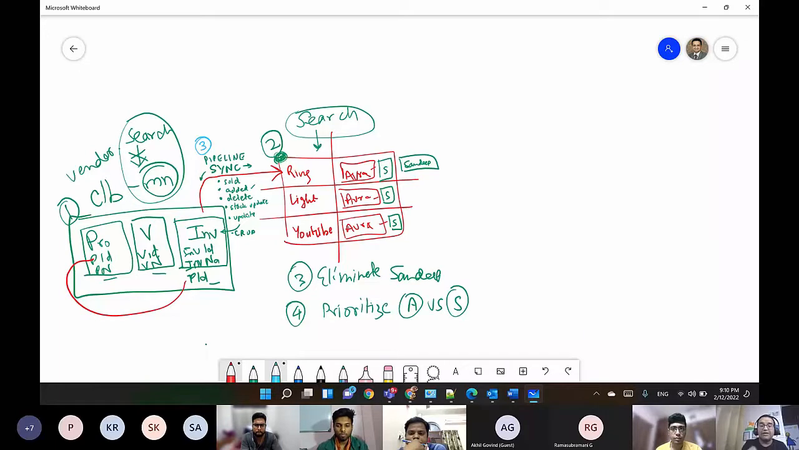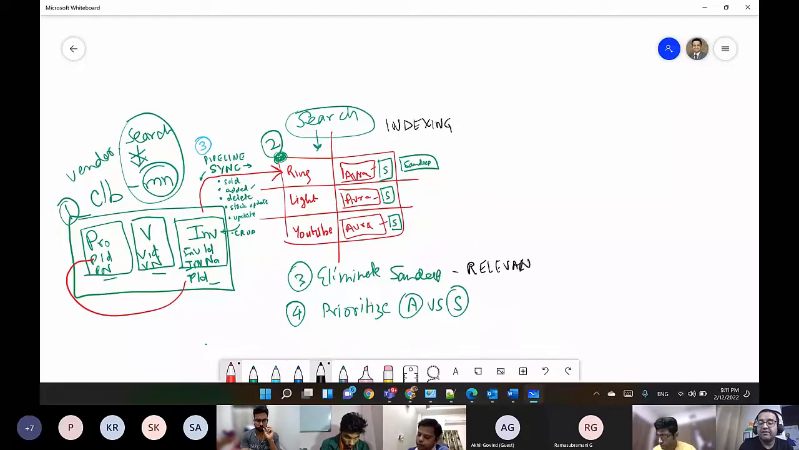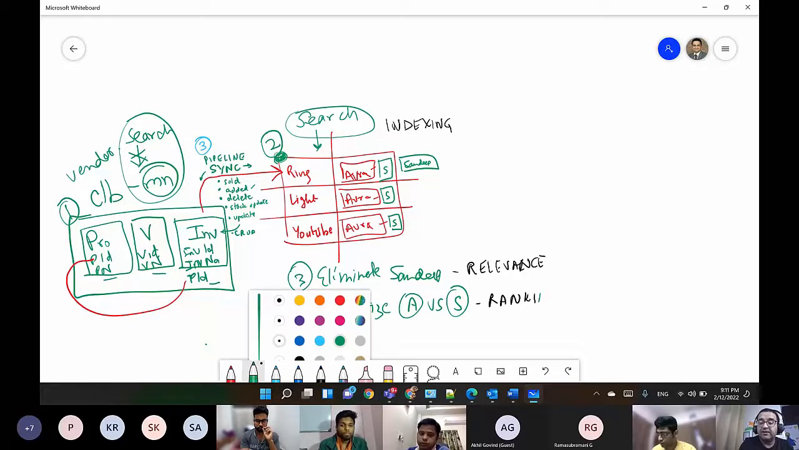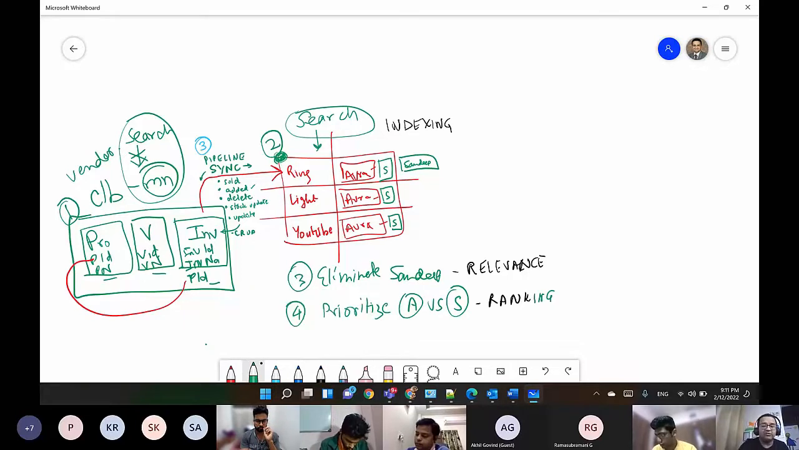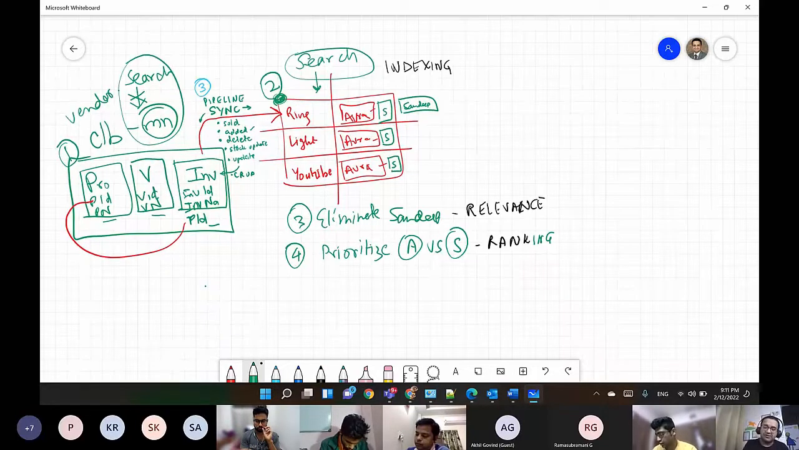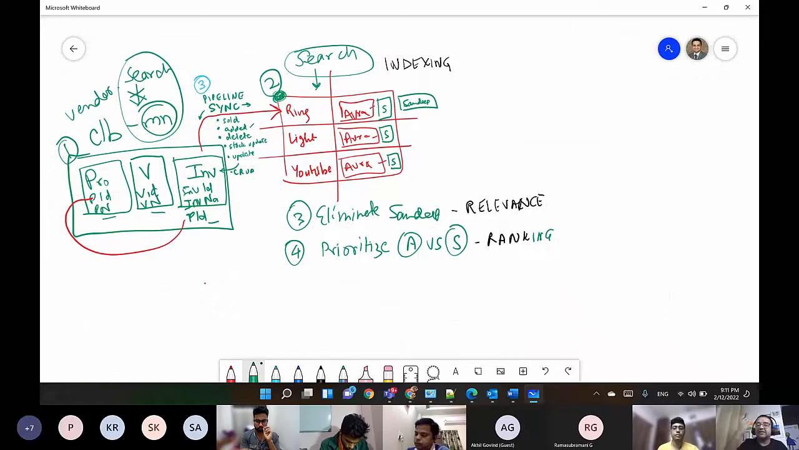Though I said we will not add technical terms, I'm adding some so that you guys can search for them. This is called indexing in search. This is called relevance. This is called ranking. But don't think about these terms at all. We will search about these terms later. I'm just saying, think customer scenario, think product scenario.